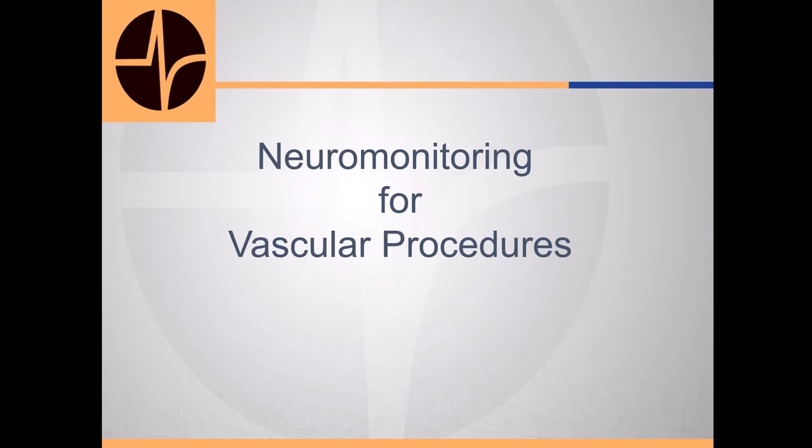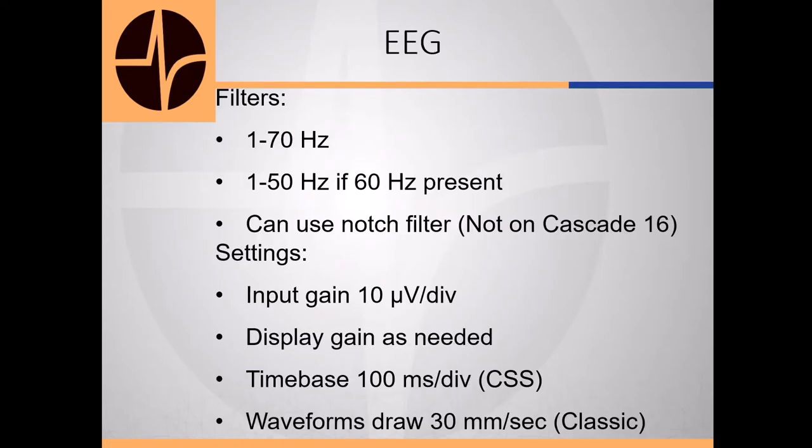So, neuromonitoring for vascular procedures. EEG, 1 to 70 hertz, or 1 to 50 hertz if 60 hertz noise is present. You can use the notch filter on EEG, unlike on evoked potentials, where you should not because you'll get a phase shift. For EEG, we turn the notch filter on all the time. If I'm running a Cascade 16, I'll run 1 to 50 hertz, because if you turn on the notch filter, it eats up your processor. So with any older equipment, whether it's ours or another company's, you need to make sure that it doesn't take up your processing.